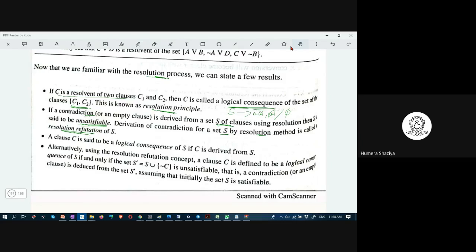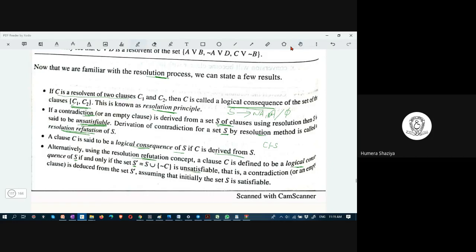S is a set of clauses. From S, either a contradiction or an empty clause is derived. A clause C is said to be a logical consequence of S if C is derived from S. Alternatively, using the resolution refutation concept, a clause C is defined to be a logical consequence of S if and only if S' is S or not C is unsatisfiable.